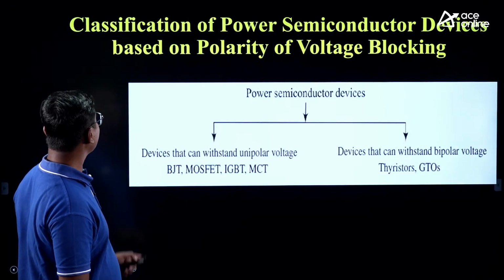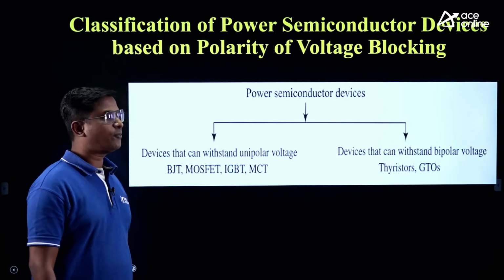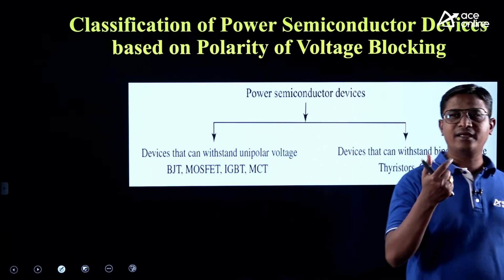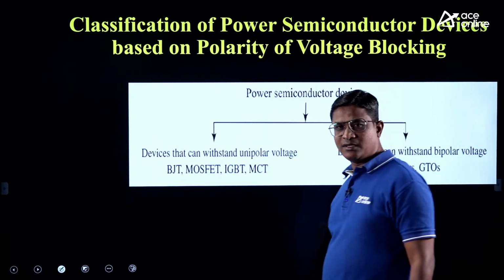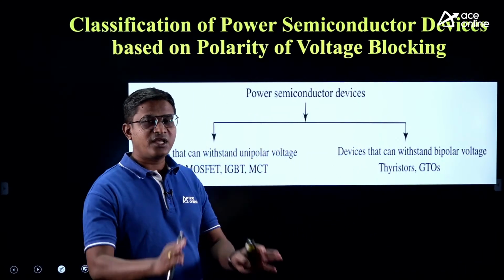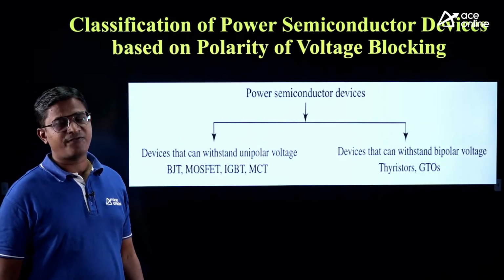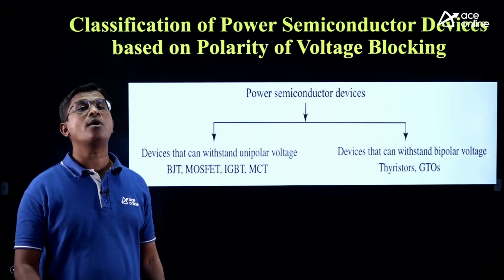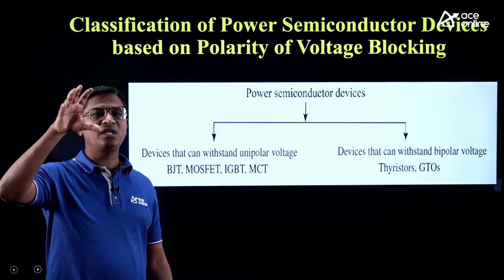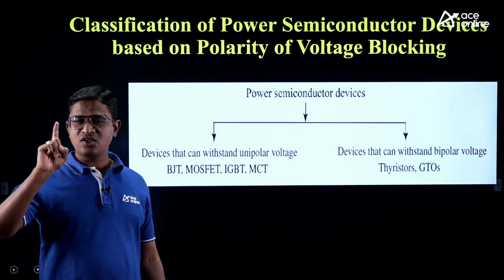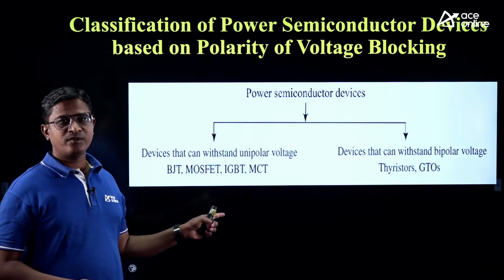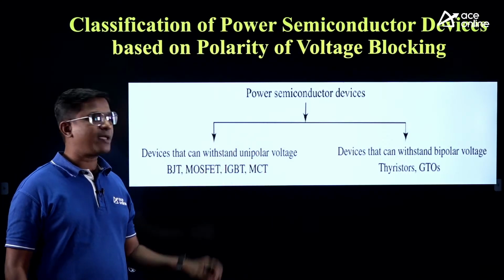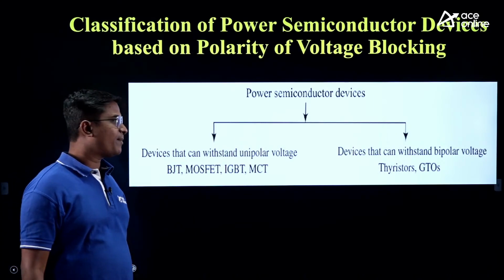All right. Next, classification based on the polarity of voltage blocking. Based on the polarity of voltage blocking, there are two types, unipolar and bipolar. Unipolar means what? A device is said to be unipolar if it blocks either forward voltage or reverse voltage during its off state, okay. So if the switch blocks only forward or reverse voltage when it is in the off state, then it is known as unipolar. And if the switch blocks forward as well as reverse voltage during the off state, then it is known as bipolar. So which are the bipolar devices we have?